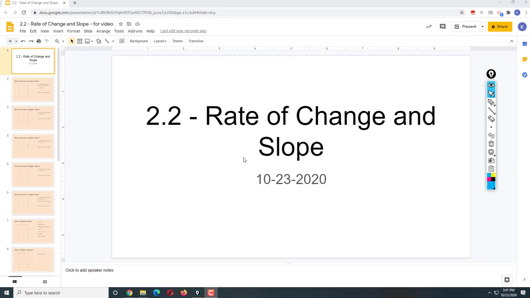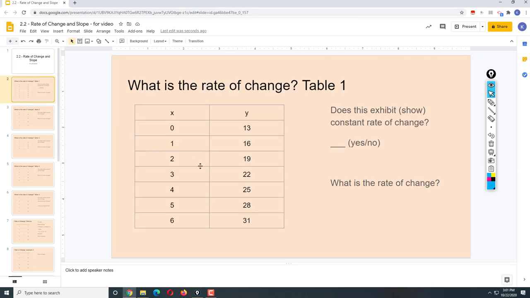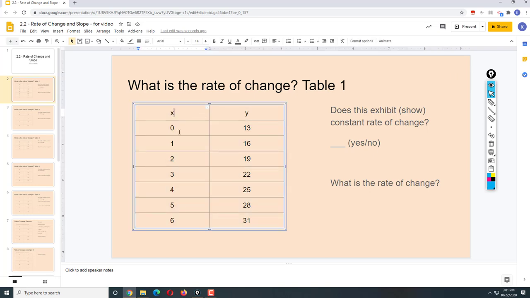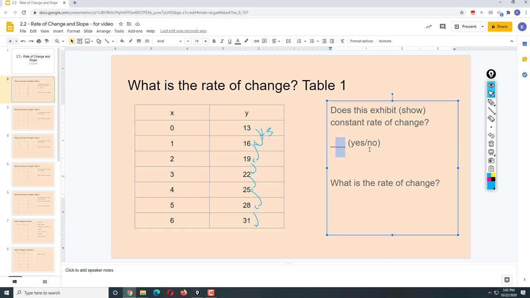2.2, rate of change and slope. As we have seen in 2.1, when we have a table like this, so x is going up by 1 at a time, 0, 1, 2, 3, 4, 5, 6. Y is going up 3 at a time, 13, 16, 19, 22, 25, 28, 31. This is an example of constant rate of change, and the rate of change is 3 for y.